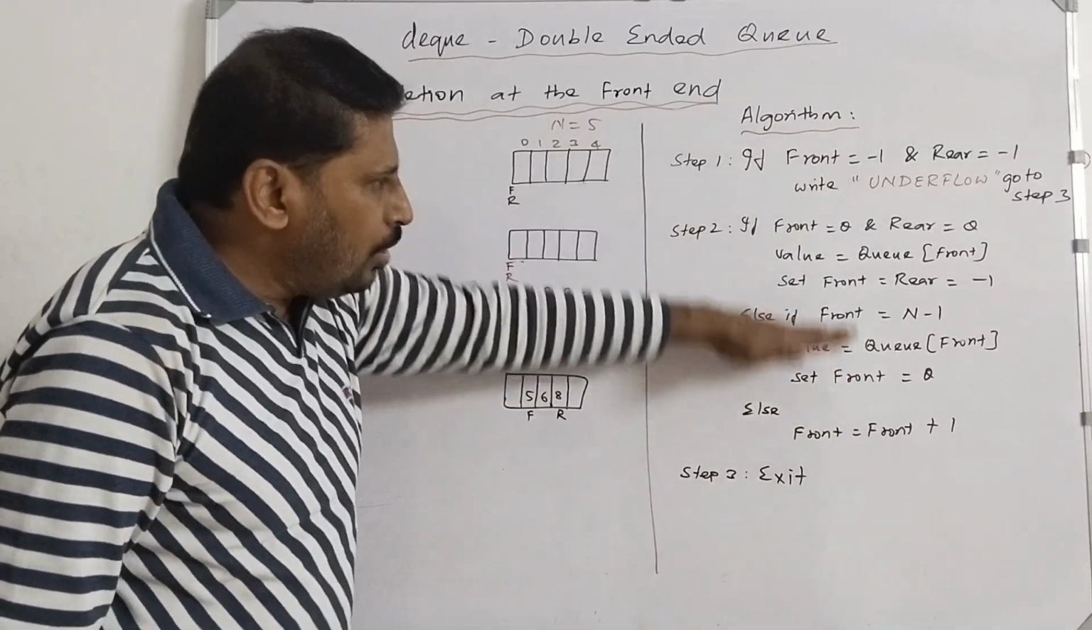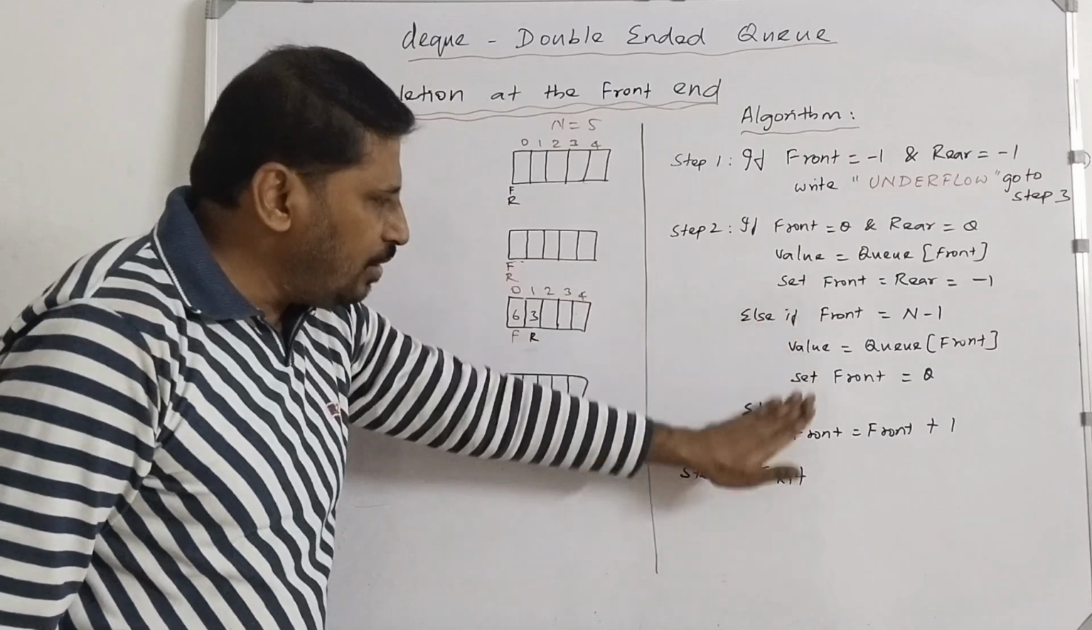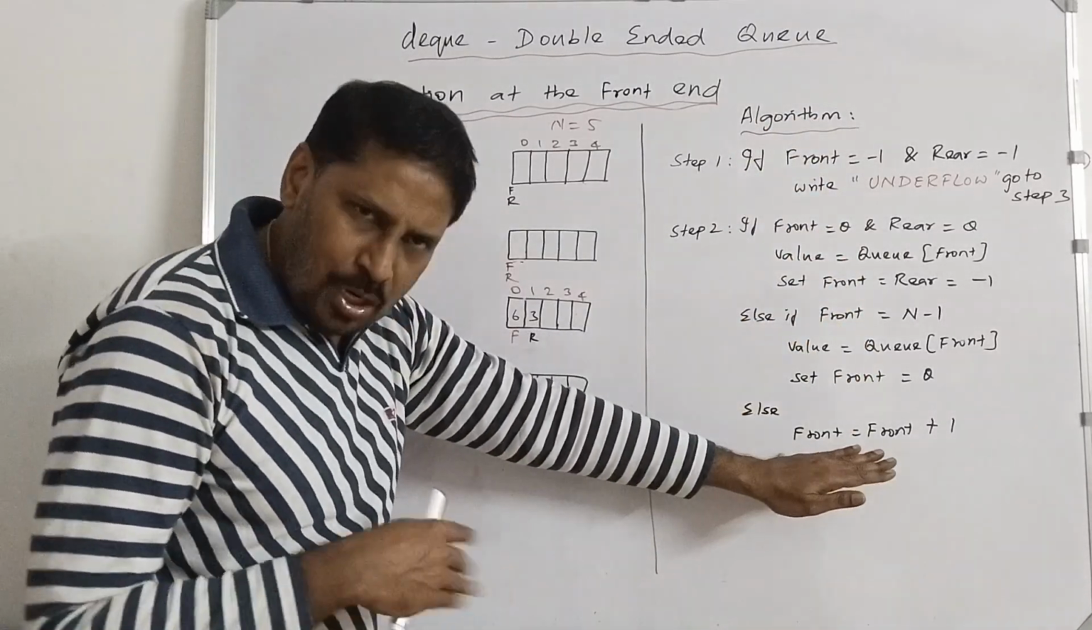These are the abnormal cases. If the above cases are not satisfied, then it is a normal process.